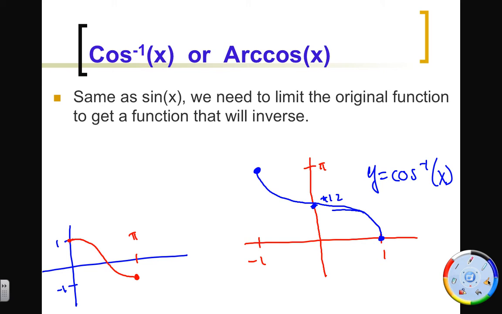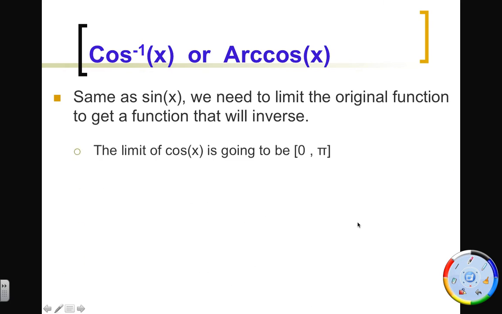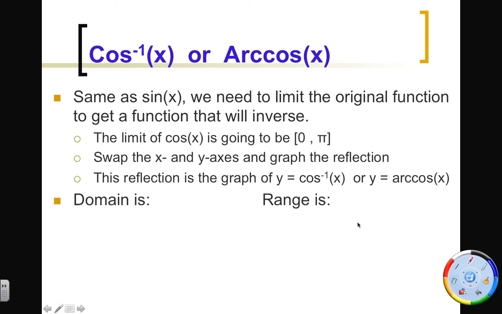So I'm going to put up here on the PowerPoint exactly what I was just talking about. And I'm going to point out that this interval from 0 to pi represents quadrants 1 and 2. And you should know that from your unit circle.